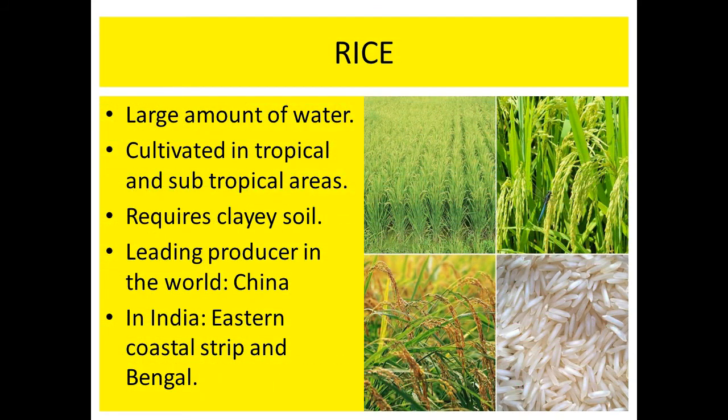Rice. Rice is the second most staple food crop of the world. It needs a large amount of water for initial and subsequent growth and therefore it is commonly cultivated in tropical and subtropical areas. It requires a clay soil. In India, rice is cultivated in eastern coastal strip, Bengal, etc.